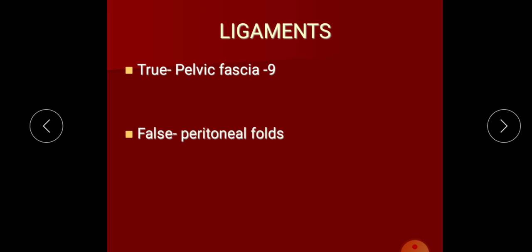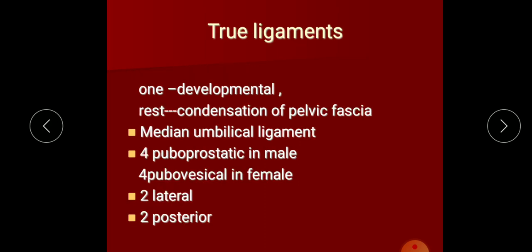Ligaments of the urinary bladder. You divide the ligaments into true ligaments and false ligaments. The main difference is that true ligaments are actually the condensation of pelvic fascia, but false ligaments are peritoneal folds. So true ligaments are produced by the condensation of pelvic fascia, but false ligaments are just peritoneal folds.